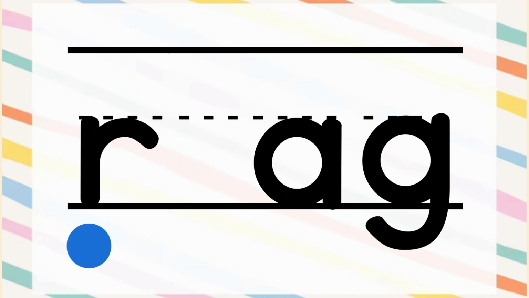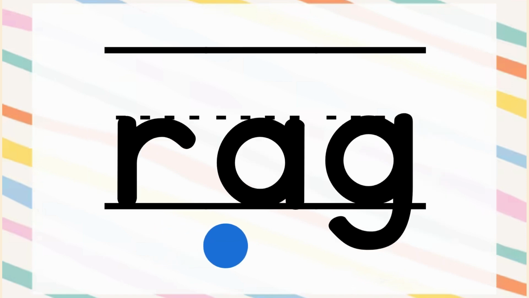The sound of letter R is R, and AG makes the sound ag. So when we blend it together, it becomes R, ag, rag.